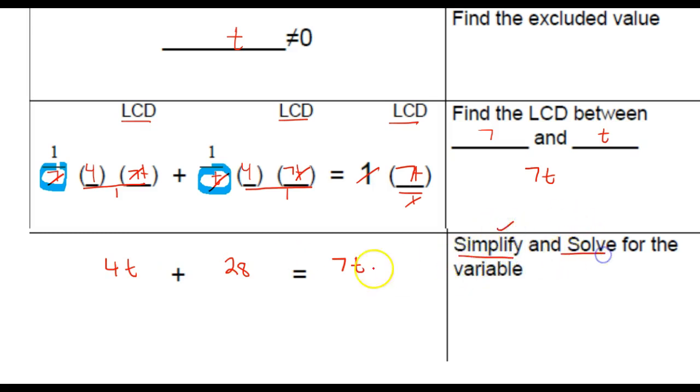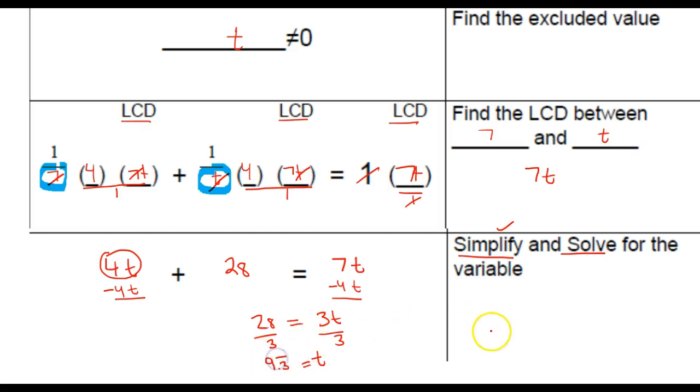Now we're going to solve for T. What's the opposite of a positive 4T? Negative 4T. And if I subtract those, I'm left with 28 equals 3T. What's the opposite of multiplying by 3? Dividing. Cool. So T equals about 9.3 forever, so that's about 9 hours.